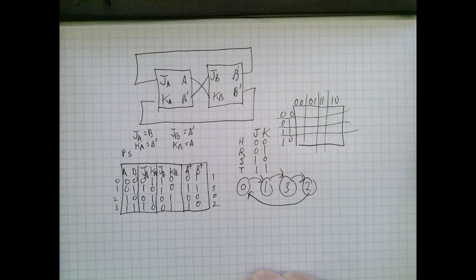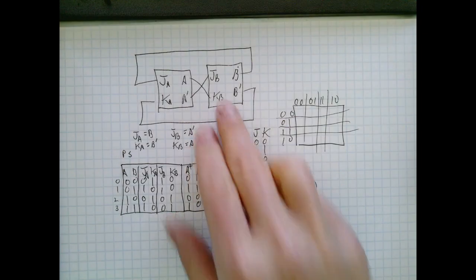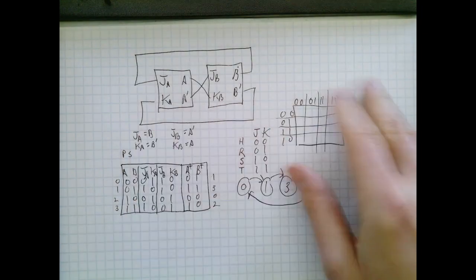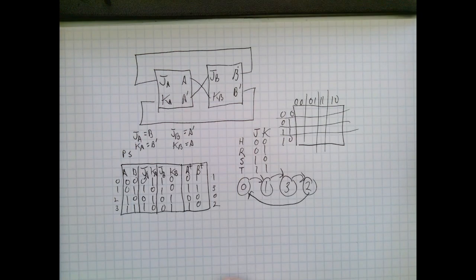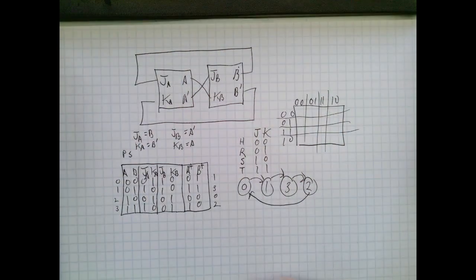So this is a convenient way to generate rather large gray code sequences with the number of bits equal to the number of JK flip-flops you might like to have. Just keep adding more flip-flops, cross them in only one place, and bang, you're done. You got your gray codes.